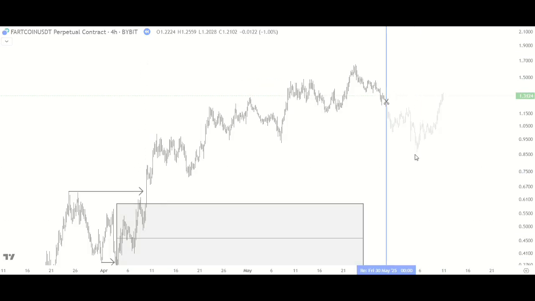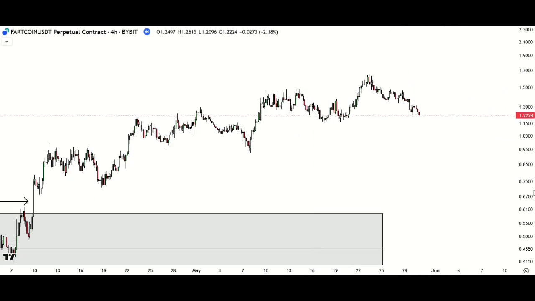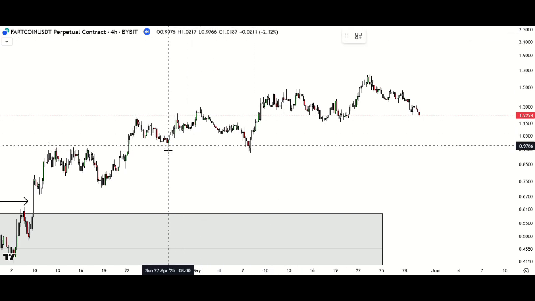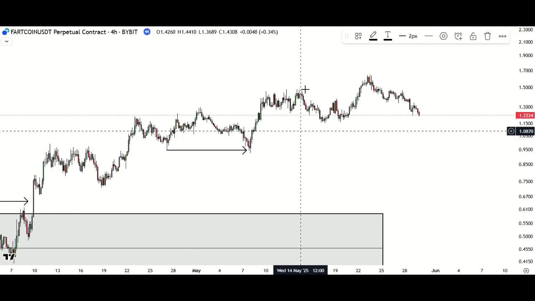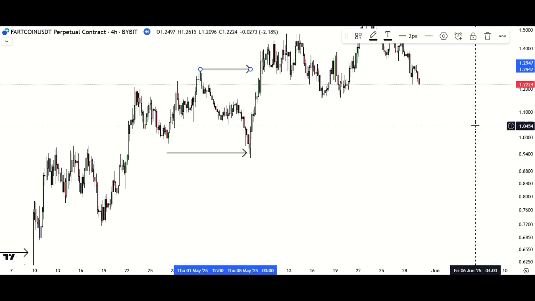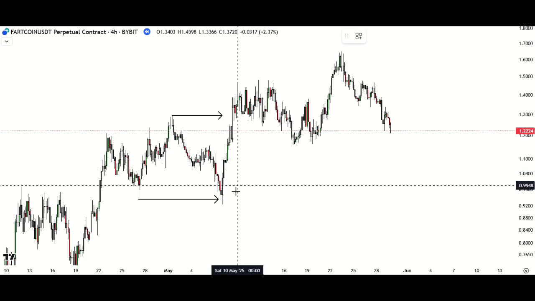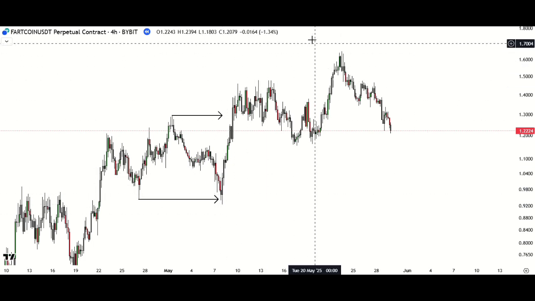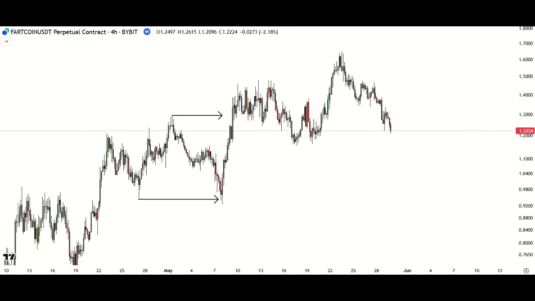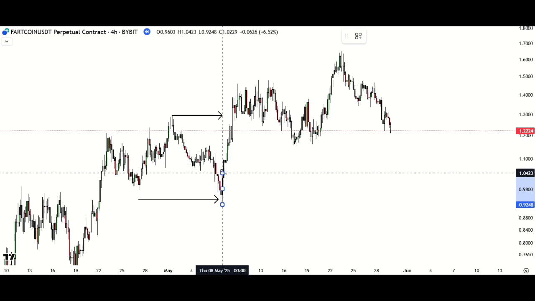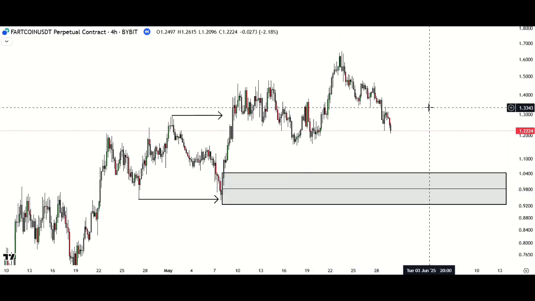Okay, so we can see over here the same thing is done. A sweep over here and a break over here. Now we're going to mark this up from the low. This is our low right here. This is where our fair value gap starts. We're just going to mark this last green candle up over here, and we're just going to extend this out.